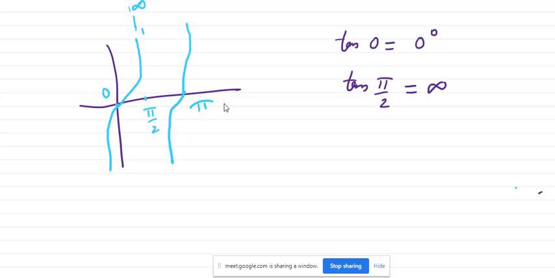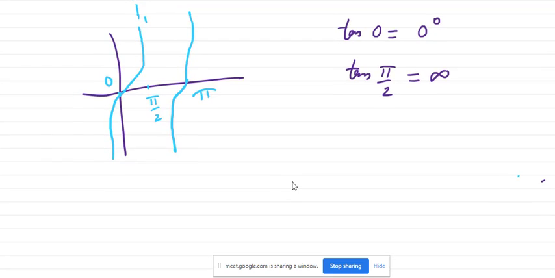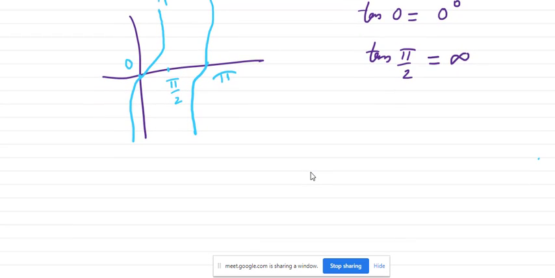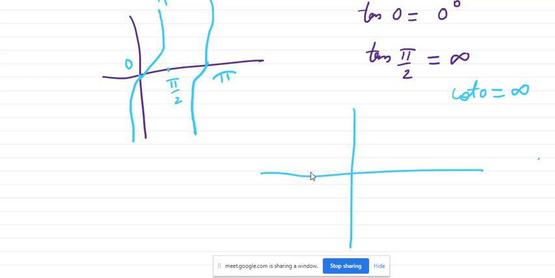For 0 it's 0, similar to y equals x. And the same way for cot, it's just the opposite, or you can say the mirror image of this. So for cot, cot 0 is not defined, and cot pi by 2 is 0. So it will go like this.